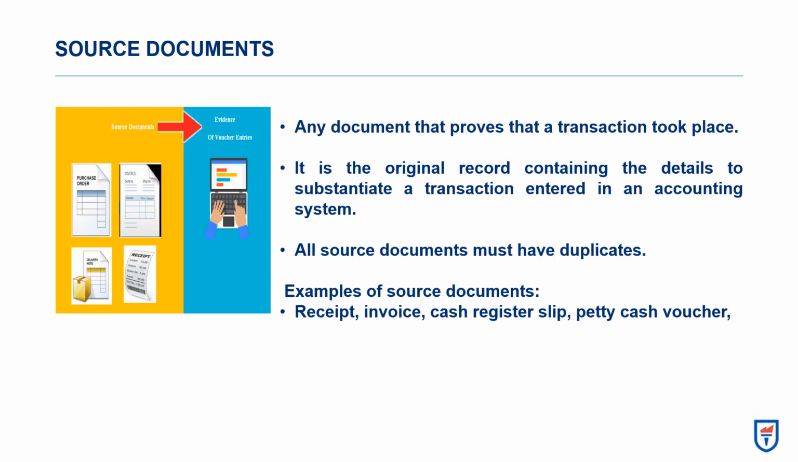Let us look at the source documents. What is a source document exactly? It is a document that proves that the transaction took place. It is the original record containing the details to substantiate a transaction entered into the accounting system. And all source documents must have duplicates. Examples of source documents will be receipts, invoices, cash register slips, and petty cash vouchers.